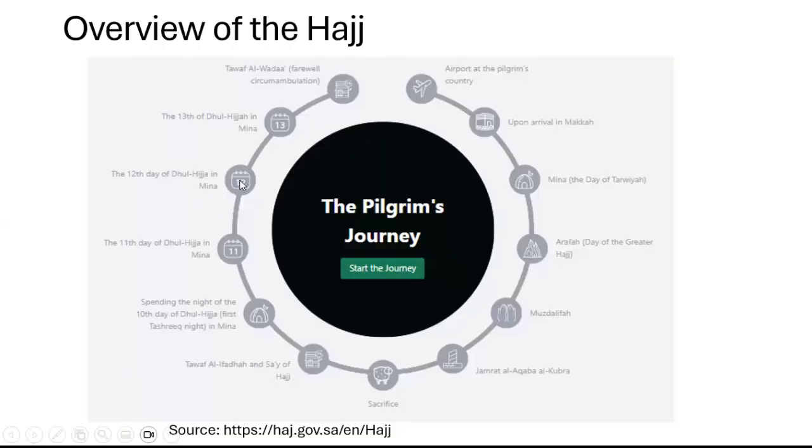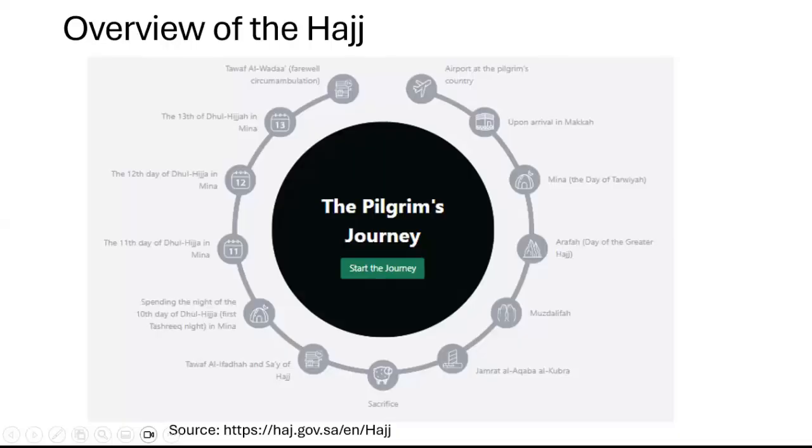And then the first night, spending the night of the 10th of Dhul Hijjah, which is the first Tashriq night, in Mina. And then the 11th of Dhul Hijjah, also in Mina, the 12th of Dhul Hijjah. Then the 13th. Some would leave on the 12th, some will leave on the 13th, but that's the last day. After the 13th, some can stay in Mecca longer, some just leave. And for those leaving, whether they stay in Mecca longer or not, there is the Tawaf al-Wada, the farewell Tawaf.